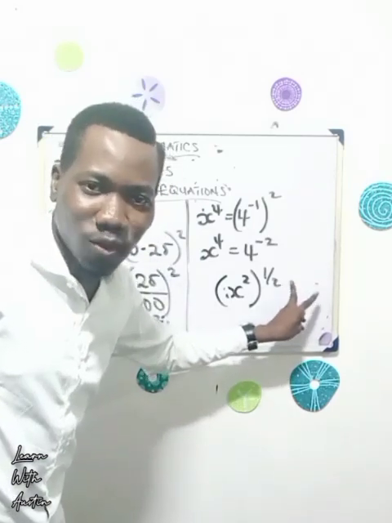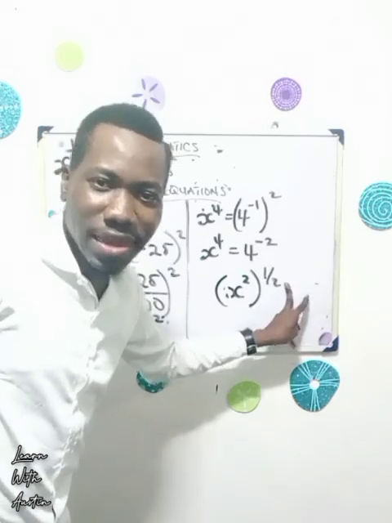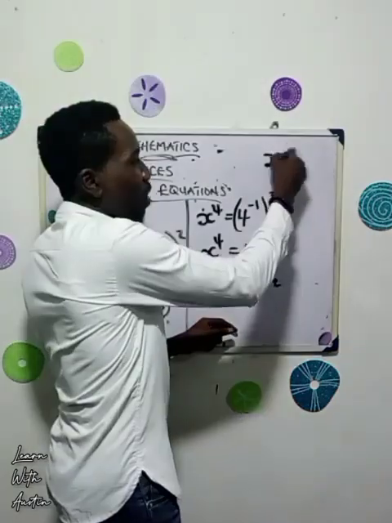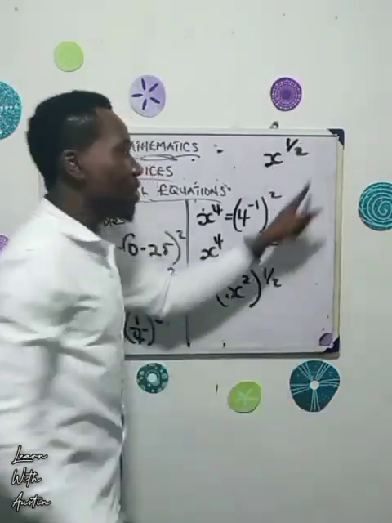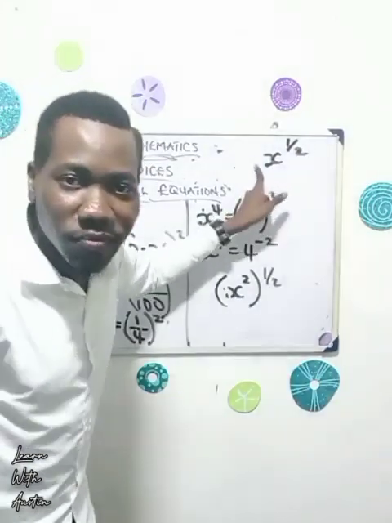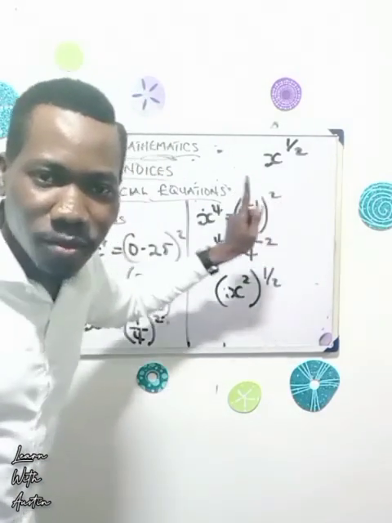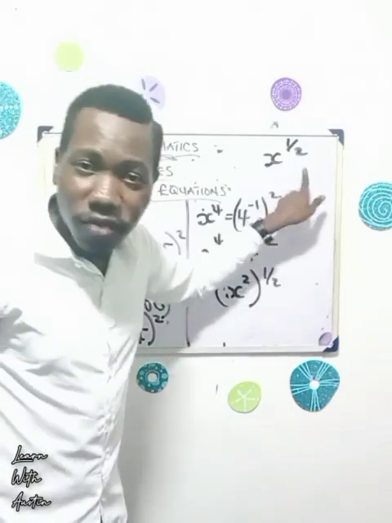Do we understand this one? That the denominator in the index becomes the root. Do we understand that? That when you have x raised to the power of 1 over 2, the denominator becomes the root. Okay, that's the rule actually, that's the rule of index. That's one of the rules.